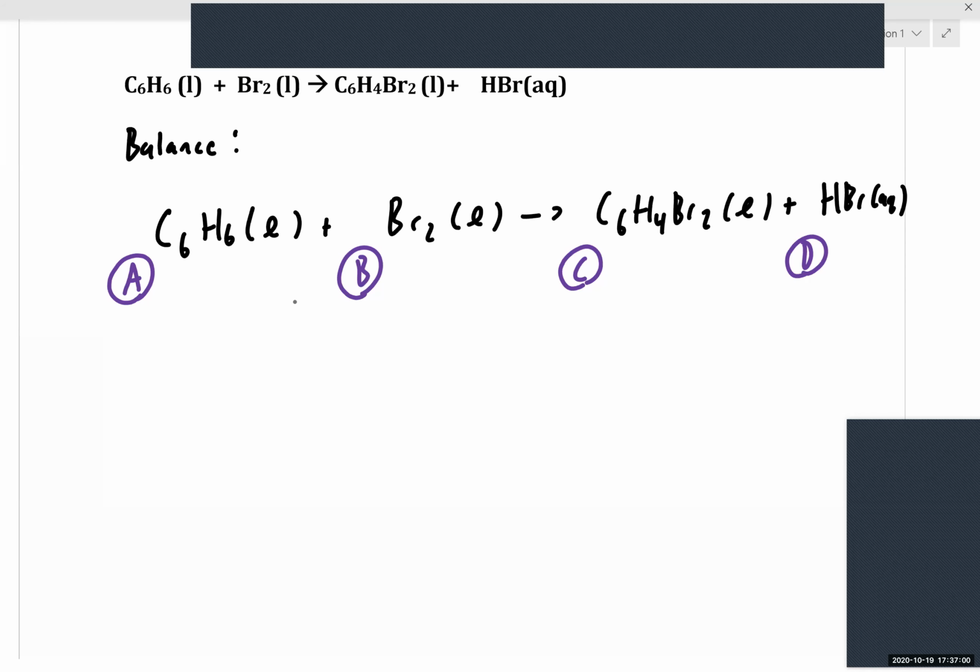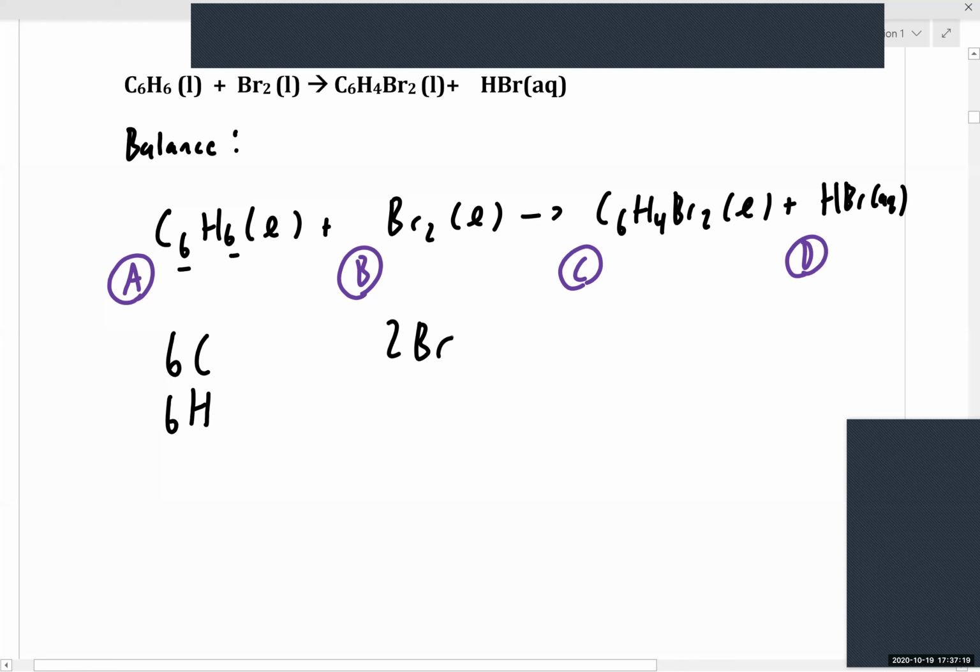So, looking at our reactant side, in C6H6, I have 6 carbon atoms and 6 hydrogen atoms. In bromine, I have 2 bromine atoms.